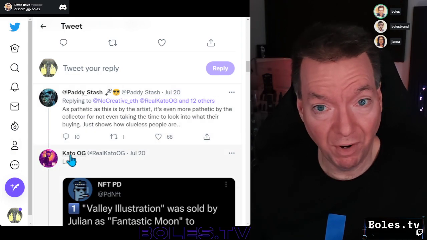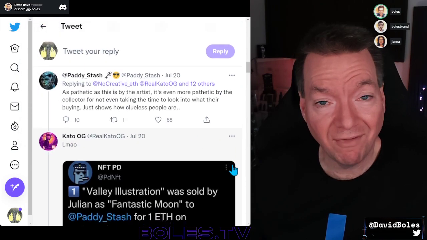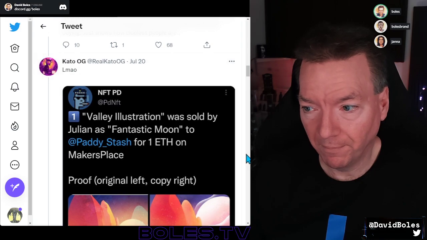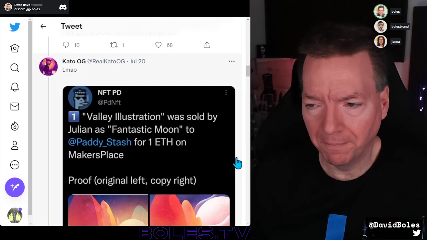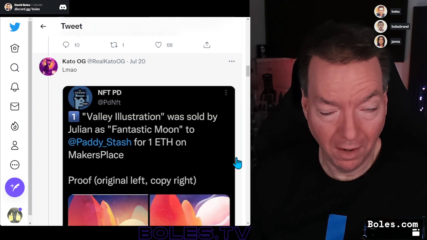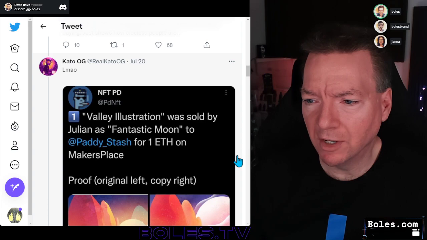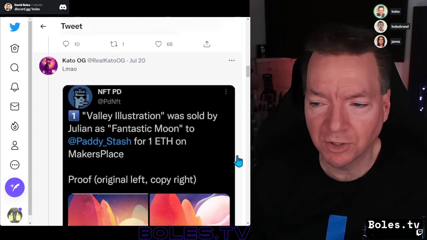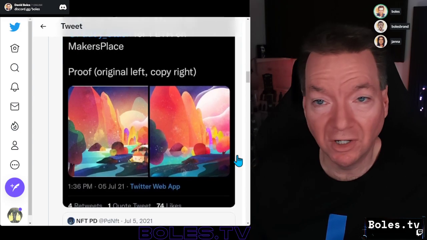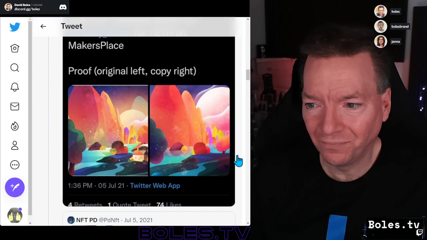And this is the original poster who posted that about their brother. LMAO, laughing my butt off. NFT PD. I guess that's an account. Valley Illustration was sold by Julian as Fantastic Moon to Patty Stash for 1F on Maker's Place. Proof, original left, the carbon copy on the right.